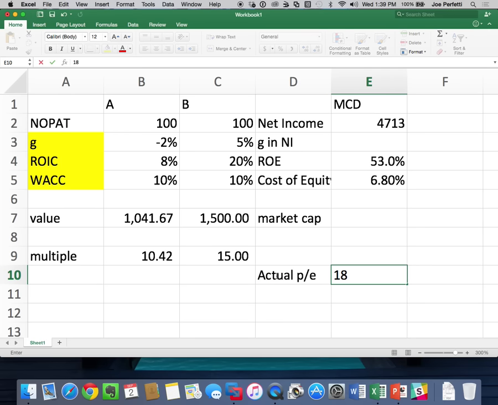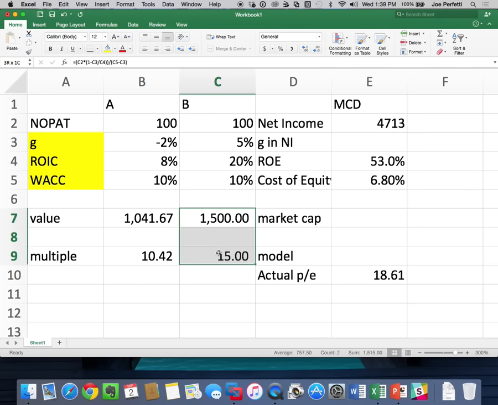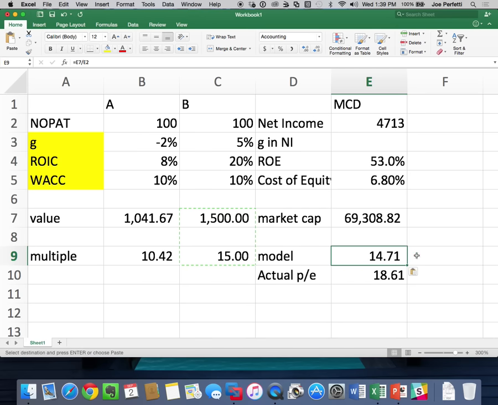So the actual PE is 18.61. The model PE that we estimate, we've got to figure this out. So here's the point. If I copy the same formulas over, our model would estimate a PE of 14.71, which basically says, with no growth and those numbers, this would be our model estimate. Right? Everybody with me? So, is McDonald's expected to grow?